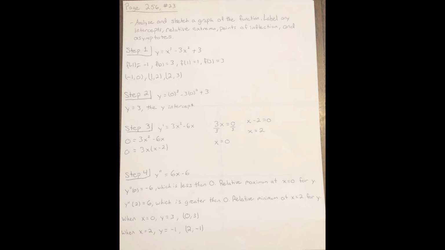When x equals 0, y equals 3, and this would give me the point (0, 3). When x equals 2, y equals -1, and this would give me the point (2, -1).